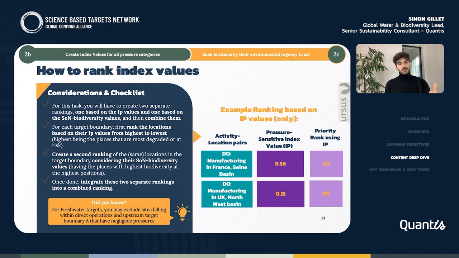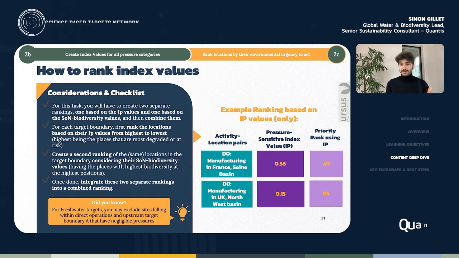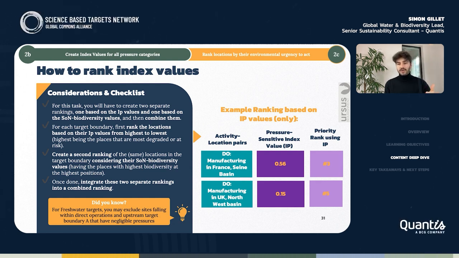Note that later on, once you perform the same task for a biodiversity state of nature value, you will then have to integrate these two separate rankings into a combined ranking, exclusions from rankings and further inclusions in SBTN target setting process.